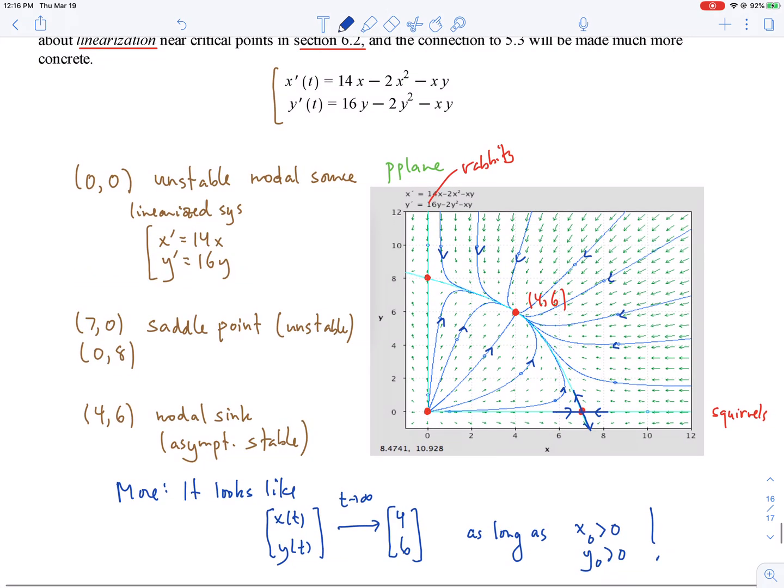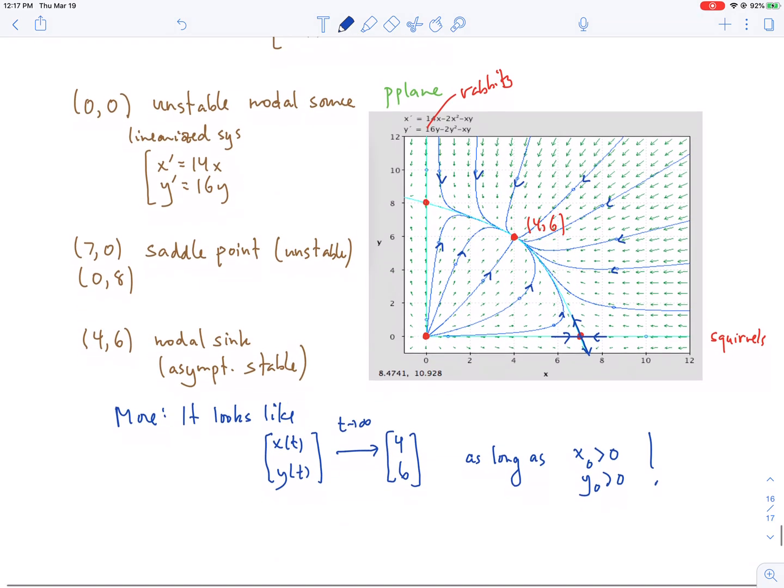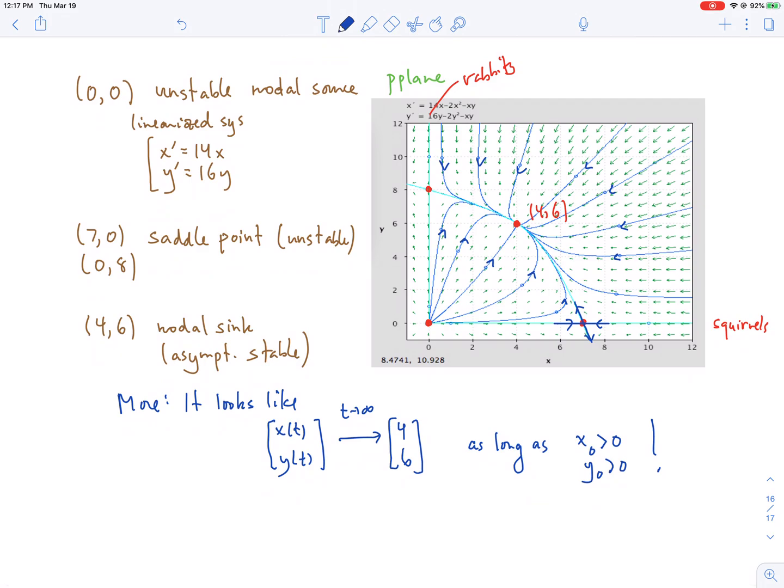Now, later on, we'll study some other competition models. And it turns out that if the competition terms have coefficients which are too negative, then the opposite situation happens. One of the populations will die out, and depending on the initial populations, it could be either one, and the populations will limit to one of the equilibrium points on the axes. Okay, we are done.